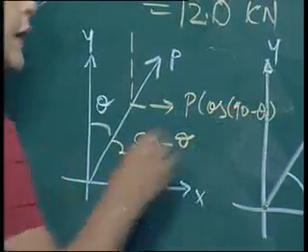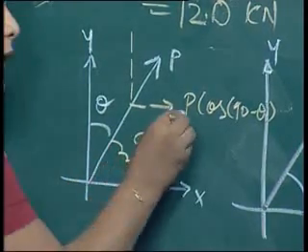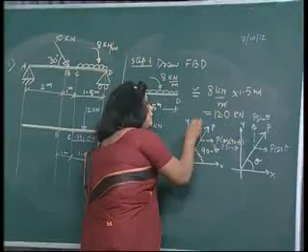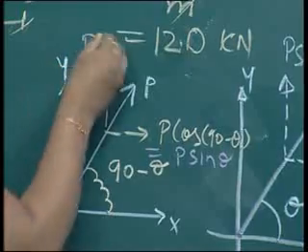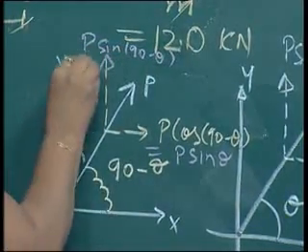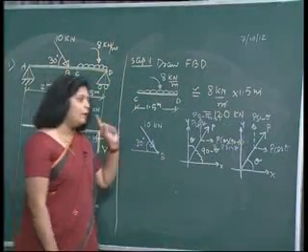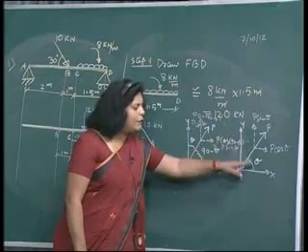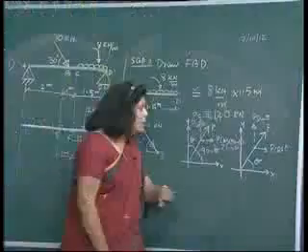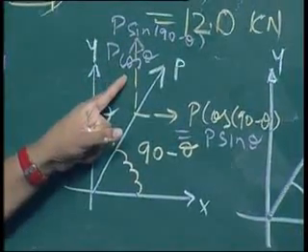So we know what is cos of 90 minus theta. Cos of 90 minus theta is nothing but sin theta, so the horizontal component will be P sin theta, and the vertical component will be P into sine of 90 minus theta, and that is equal to P cos theta. So what is the thumb rule? If your force is inclined with respect to the horizontal axis, your horizontal component will be cos. Similarly, if your force is inclined with respect to the vertical axis, your vertical component will be cos.